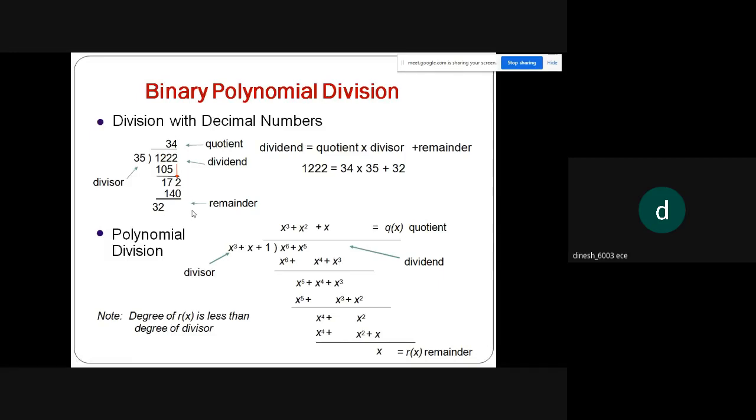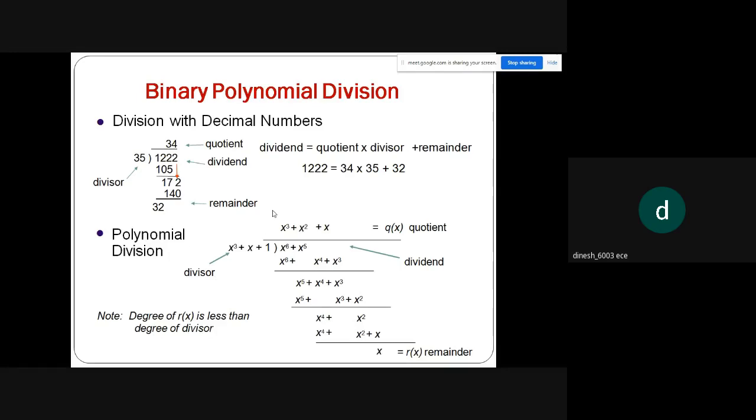Using decimal numbers, dividend is equal to quotient into divisor plus remainder. So this is how we write. Yes, obviously, I think everyone will agree. This is how we do division in normal decimal numbers. So now we take it in terms of polynomials.